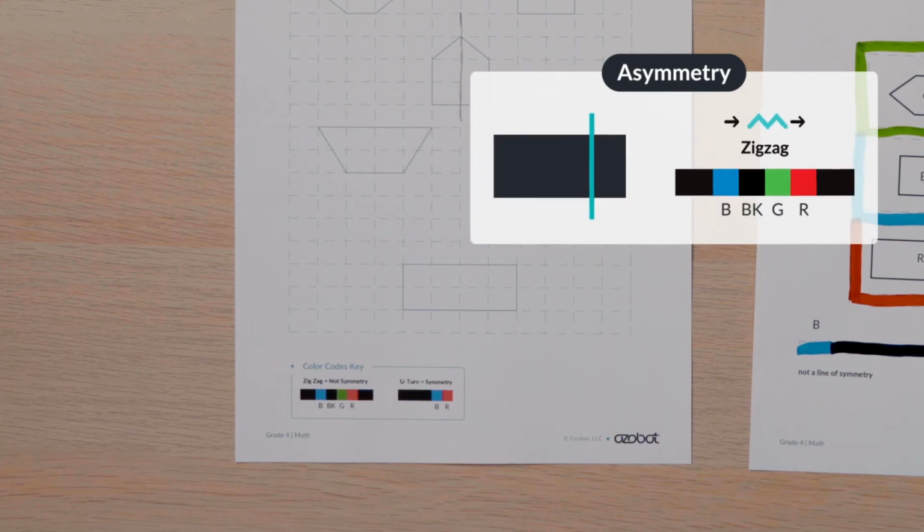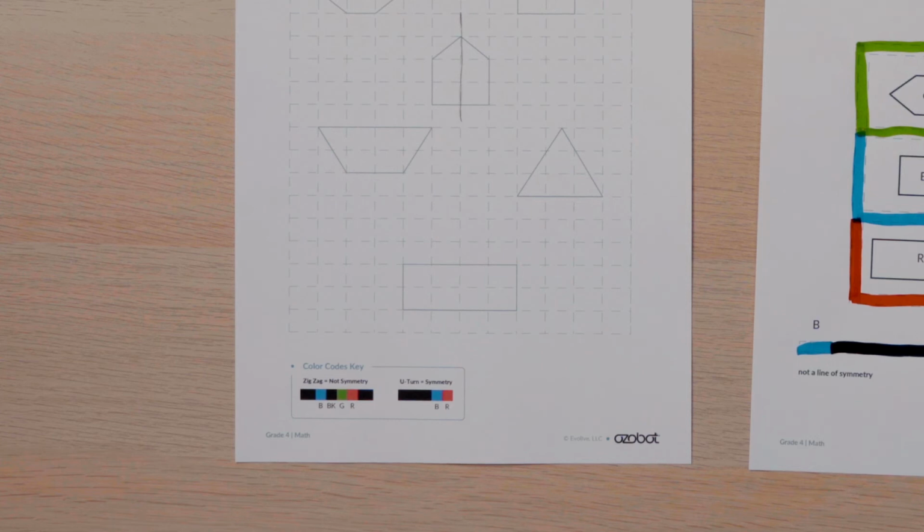When you draw a line that does not show symmetry, or that is asymmetric, you will include a zigzag code in the middle of your line. This will program your bot to move in a zigzag motion to look like it is shaking its head. No, because the line does not show symmetry. The parts are not equal.